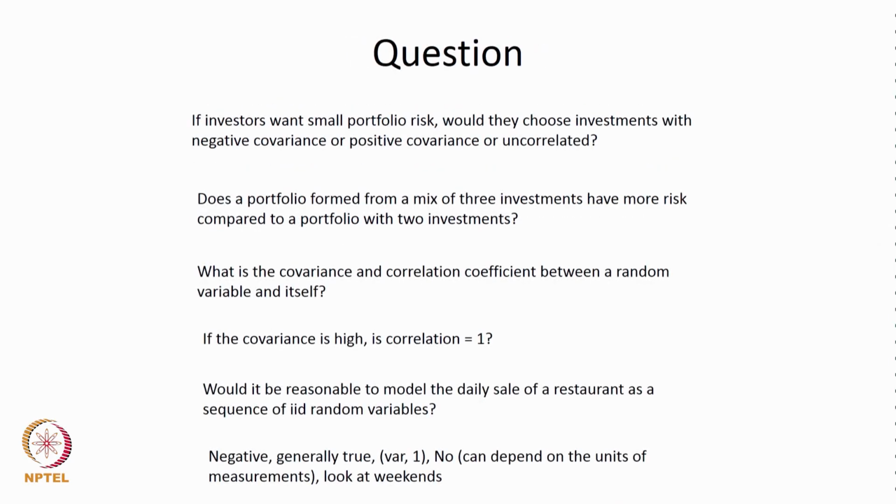If investors want small portfolio risk, would they choose investments with negative covariance or positive covariance or uncorrelated?